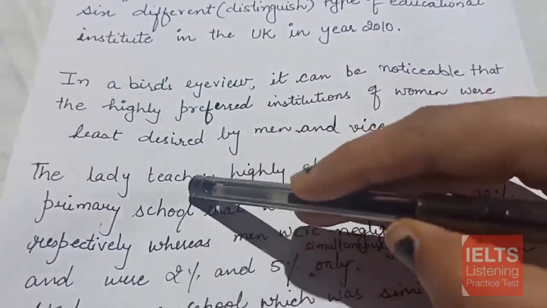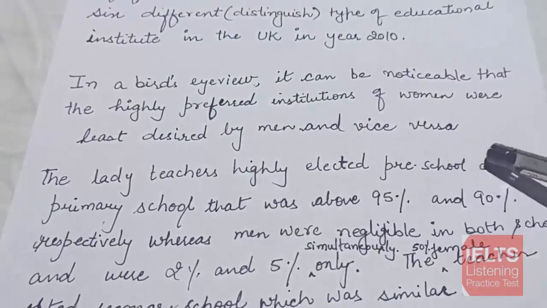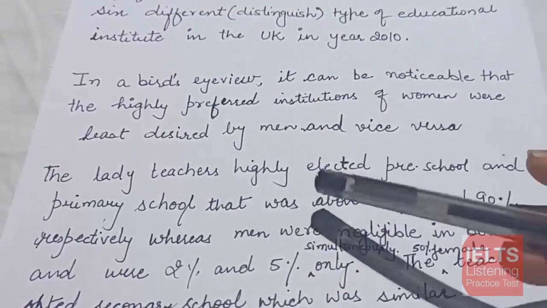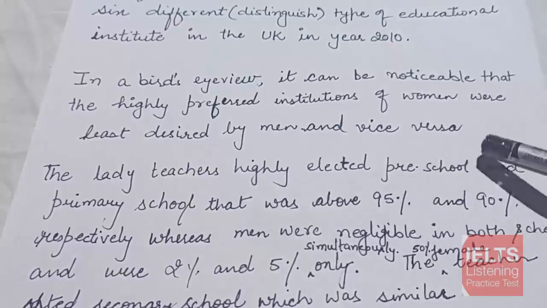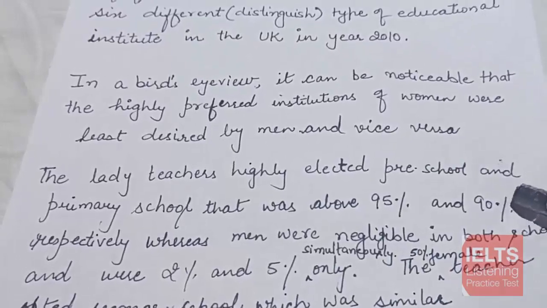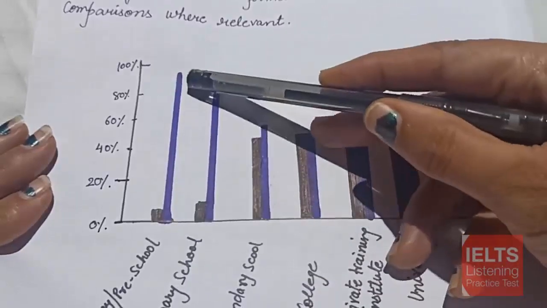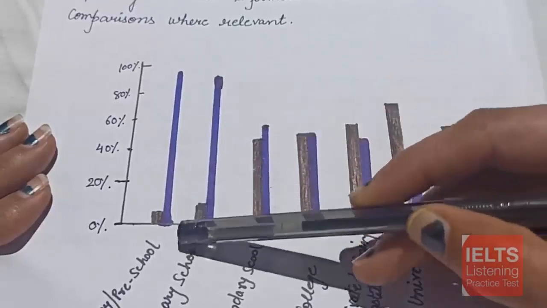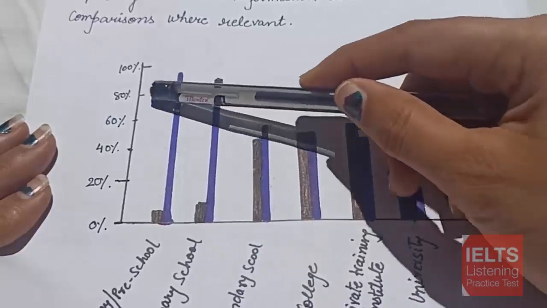Now the lady teachers highly elected, means highly opted, chosen preschool and primary school that was above 95% and 90% respectively. That means for preschool they were more than 95%, and for primary school they were above 90%. Have a look at the graph.